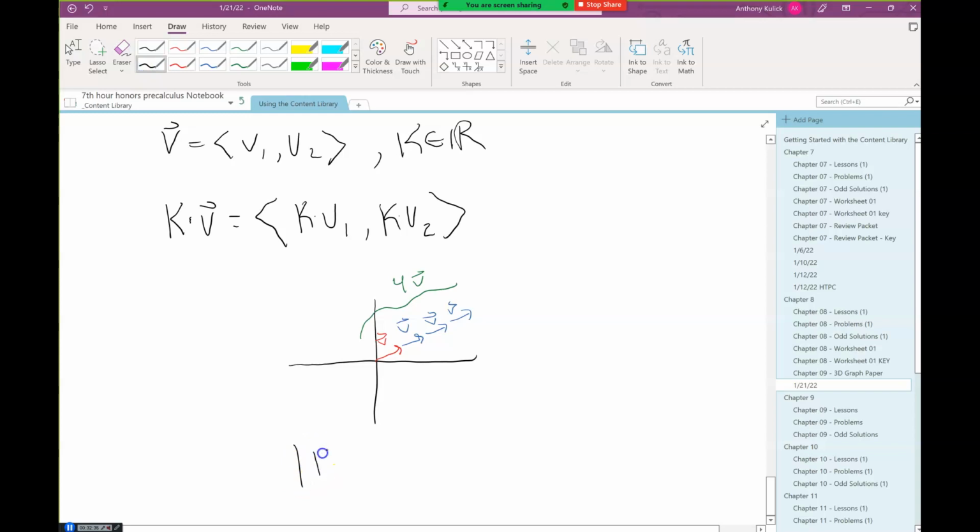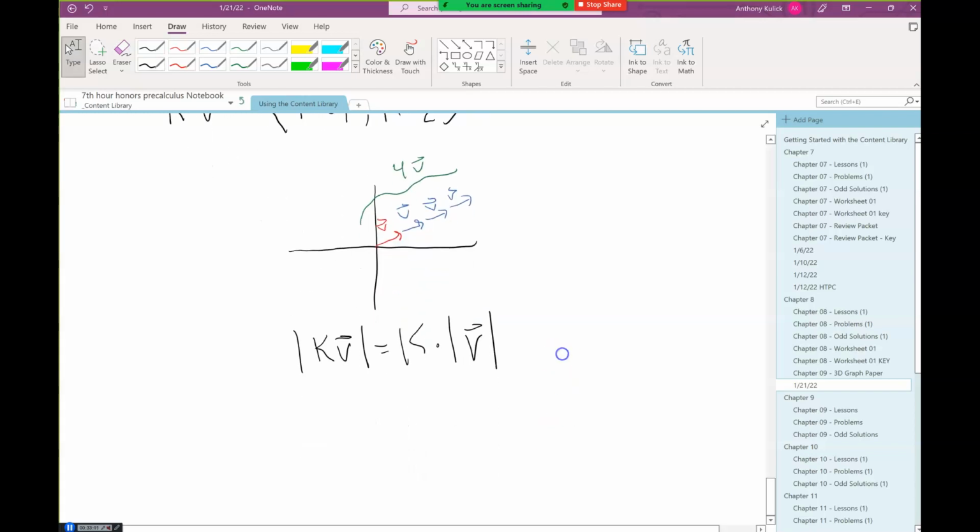So that being said, it should feel pretty obvious that the magnitude of kv would be the same thing as k times the magnitude of v. Right? The length of 4v should be the same as 4 times the length of v. Everybody agree with that? From our picture, that should feel pretty obvious as a result. And that's a nice thing to keep in mind. It can sometimes make magnitude calculations a little bit more straightforward.